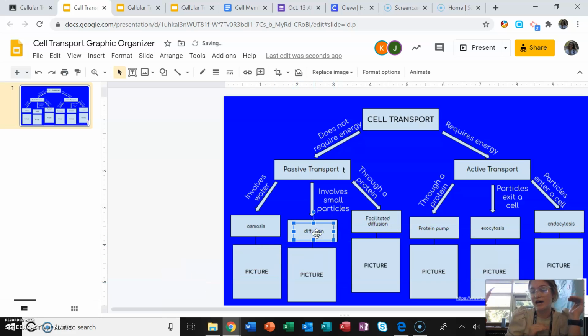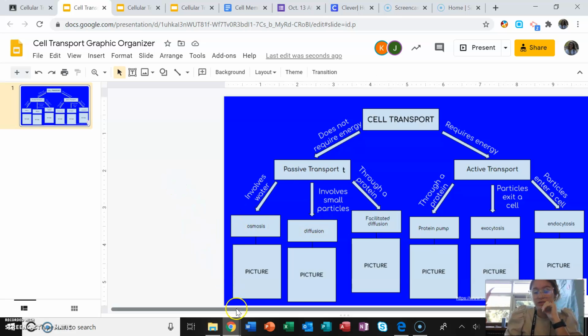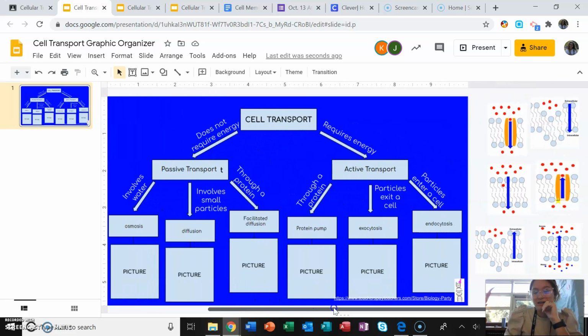That's where the solutes are moving from a high to a low concentration, and they're very, very small solutes as well. So that is our terms. Now let's hop over to these images and see what we've got here.